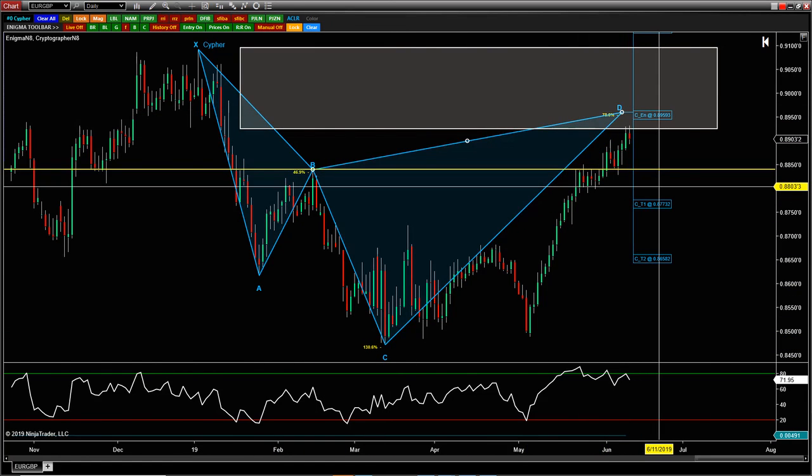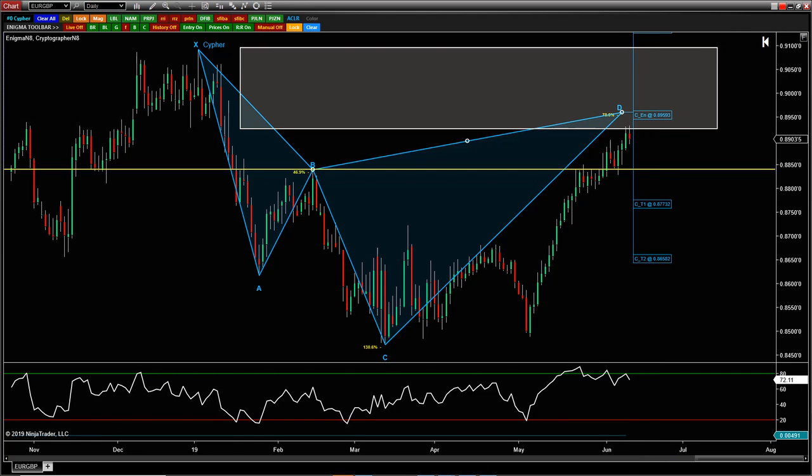Now, here we go too, real quick on a daily here, potential bear cipher here on Euro Pound as well.